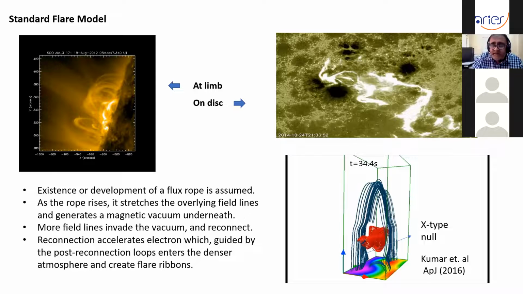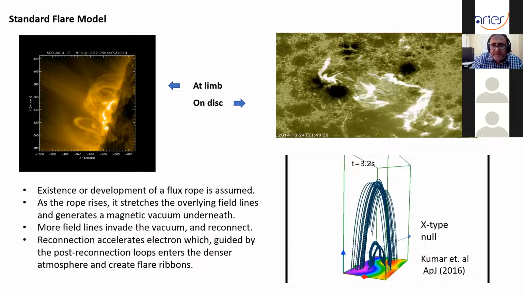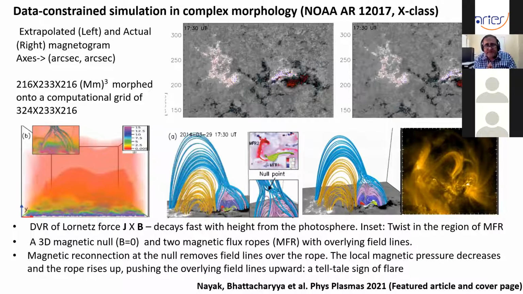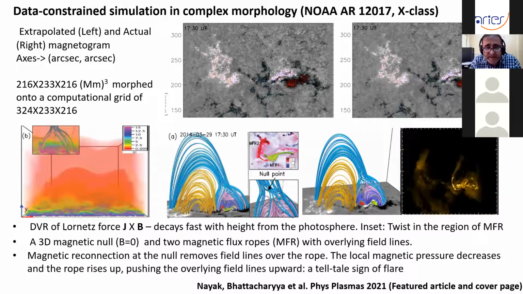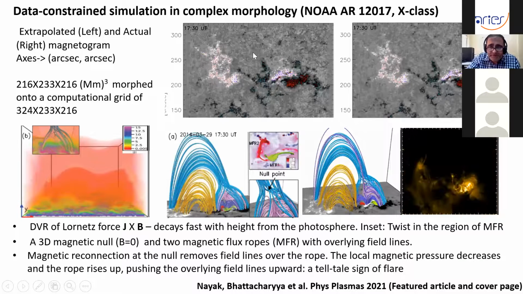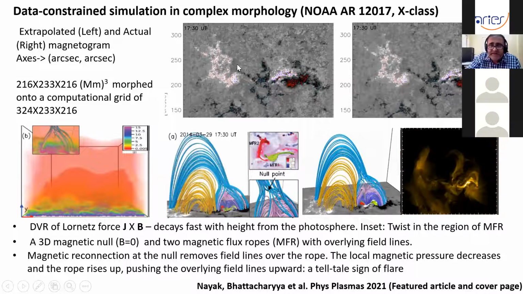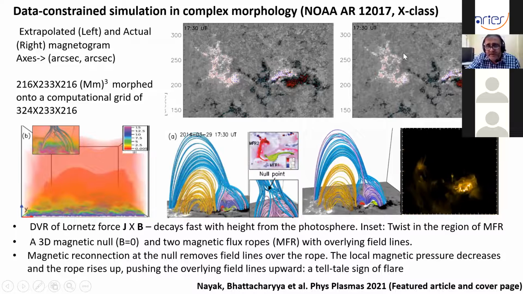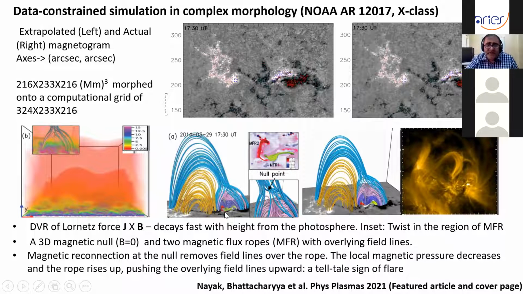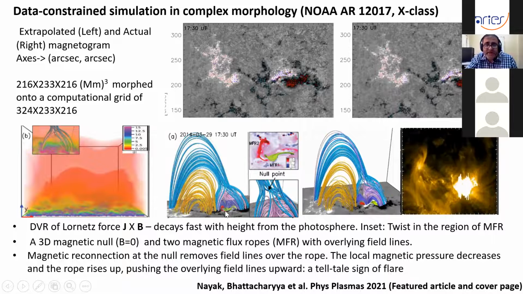Okay. But unfortunately, things are much more complex. When you extrapolate the magnetic field, this is an actual extrapolation using the non-force-free method, and you can see the magnetograms. I think this is the original magnetogram, this is the extrapolated magnetogram, they match very well. And here we saw that the flux ropes are not at all ideally what they used to look like in the previous one.